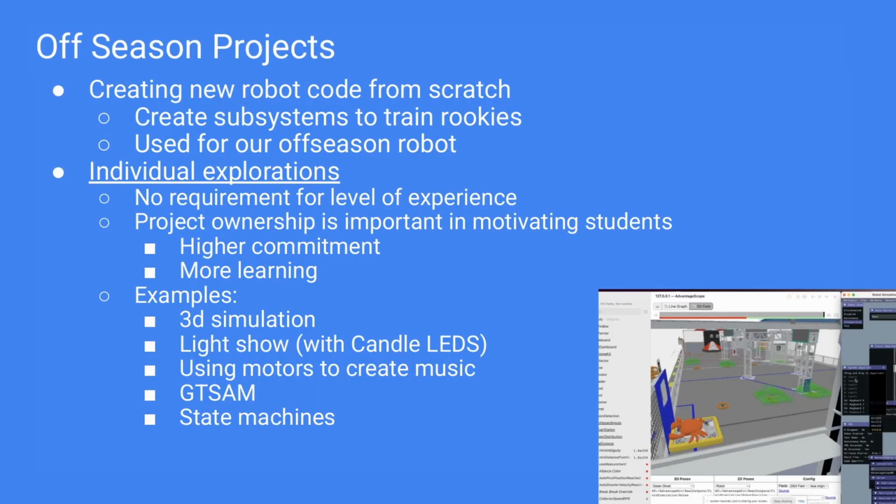So a couple of off-season projects that we like to do to enhance rookie retention, because we don't expect the rookies to just be programming Java every day and learning for loops every day. So I've listed a couple that we have done in the past. I've already covered making subsystems, but we also do things like 3D simulation and a light show. We have candles this year, a new CTRE product, and that's been pretty good fun for rookies and veterans programming the lights.